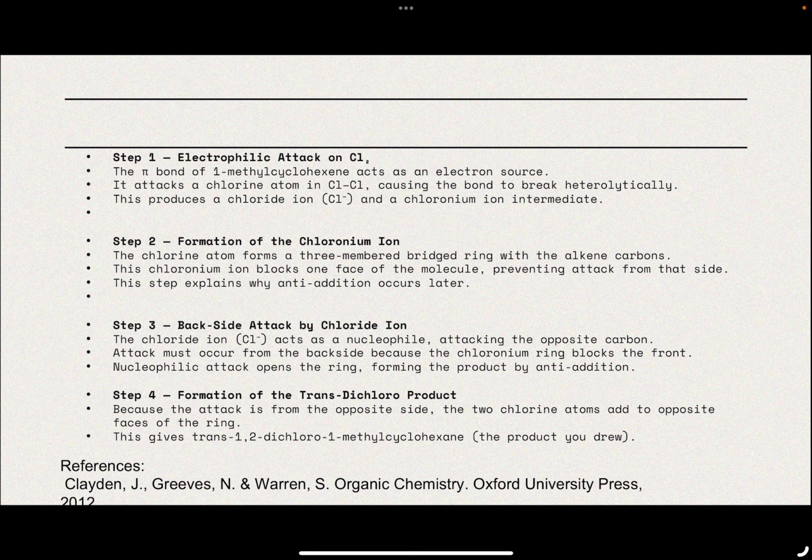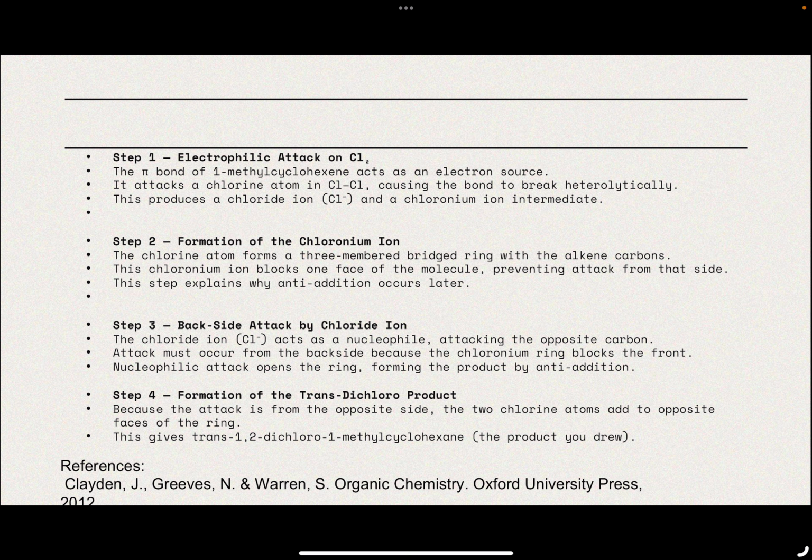Step 3 is the backside attack by the chloride ion. The chloride ion acts as a nucleophile, attacking the opposite carbon. Attack must occur from the backside because the chlorinium ion ring blocks the front. The nucleophilic attack opens the ring, forming the product by anti-addition.